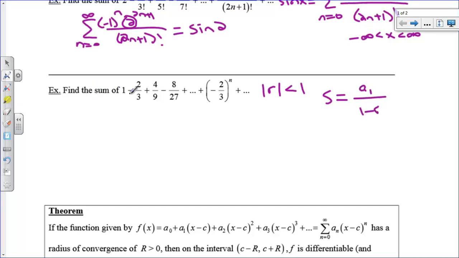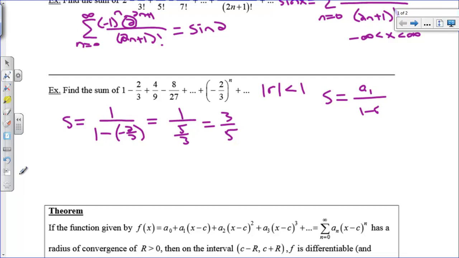So here I have a geometric series. We're doing times negative 2/3, times negative 2/3, times negative 2/3. So my sum is going to equal the first term over 1 minus my common ratio, which is negative 2/3. So that's going to equal 1 over 1 plus 2/3, which is going to be 5/3, which is going to equal 3/5.